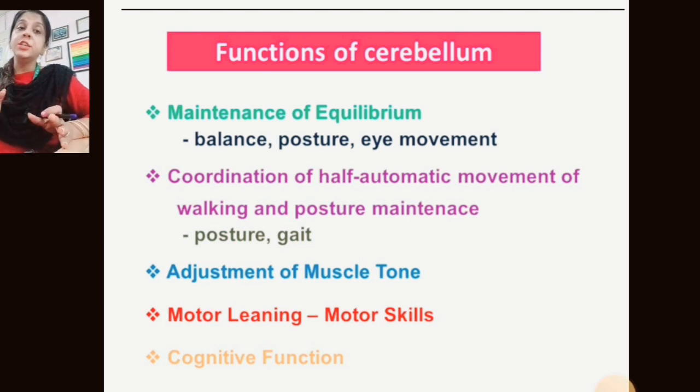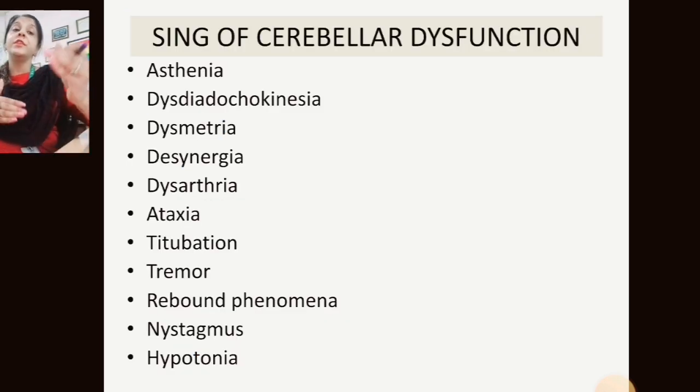So coordination is done by the cerebellum, which is further helpful in movement during walking or posture maintenance. If posture and balance are maintained, then proper gait is there, and the spinocerebellum helps in the adjustment of muscle tone. It helps in motor learning, skills and cognitive function as well. If there is any lack in the functioning of the cerebellum, we have different signs.